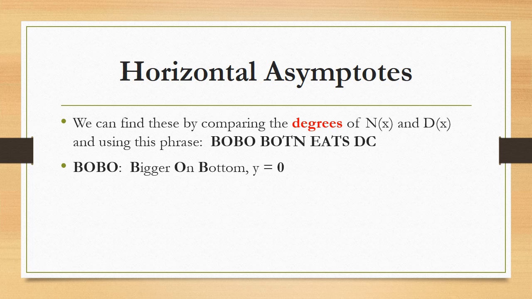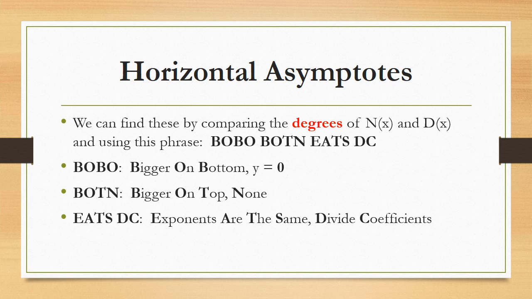So as a reminder, BOBO means bigger on bottom, y equals 0. In other words, if the larger power, the larger degree, is in the denominator, on the bottom, then y equals 0 is your horizontal asymptote. BOTN stands for bigger on top, none. If the bigger degree is on the top, then there is no horizontal asymptote. And EATS DC stands for exponents are the same, divide coefficients. So if the largest power on the top and the bottom is the same, then you look at the coefficients in front of those x's that have that high power, and you divide top over bottom.